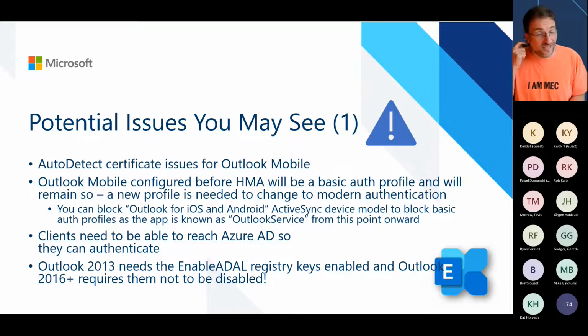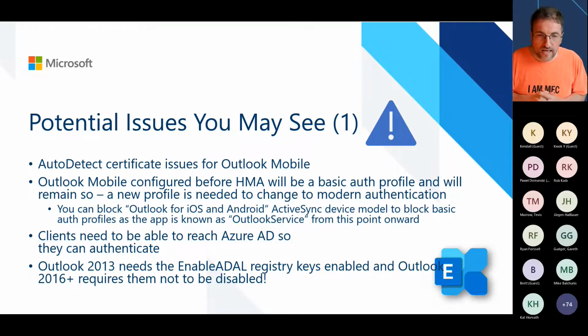To do modern authentication, Outlook 2016 and later does it by default. Outlook 2013 needs a registry key and it should be patched up to the latest version. Frankly, if you're running Outlook 2013 and it's not patched to the latest version, which is a number of years old already, that will be a problem anyway for lots of reasons. But Outlook 2013 needs the enable ADAL registry key turned on. There's also a version registry key that goes with that. Outlook 2016 requires that the enable ADAL registry key is not turned off.